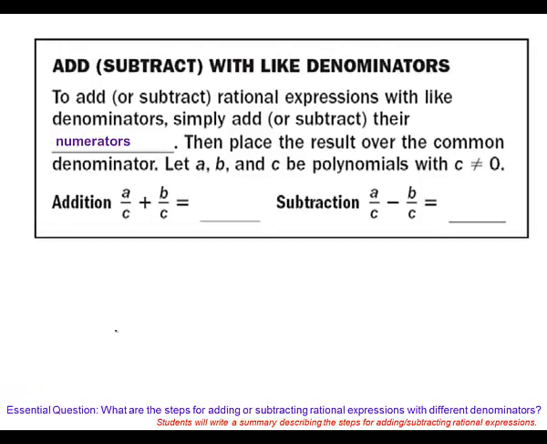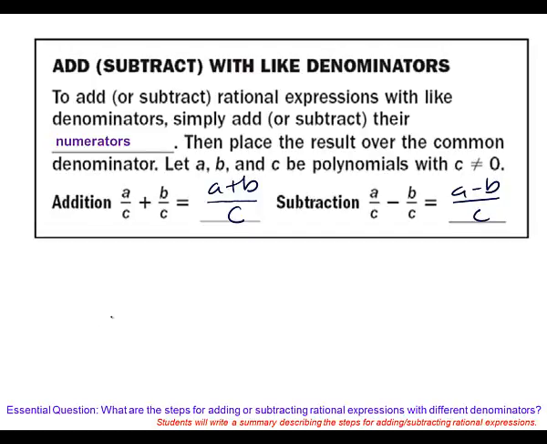All right, we are going to add and subtract. Notice this is with like denominators. So to add or subtract rational expressions with like denominators, simply add or subtract their numerators. Then place the result over the common denominator. They're saying that A, B, and C are polynomials. C can't be 0 because you can't have a 0 denominator. So basically we keep the same denominator and we add the two tops together, or we keep the same denominator and subtract the two tops.